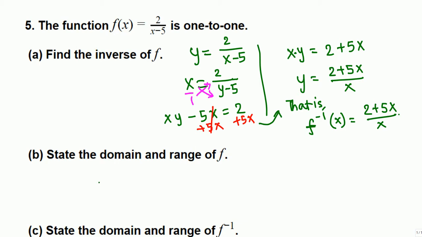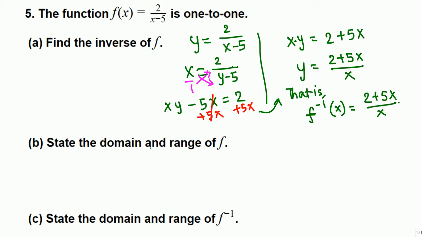In part B we need to find the domain and range of f. So domain of f, here's the function f. Domain means the x values which are admissible here. This is a rational function and we should not have 0 on the bottom. x minus 5, when does x minus 5 become 0? When x equals 5, right? 5 minus 5 is 0. So the domain of f is all real numbers except 5, because 5 minus 5 is 0 on the bottom.